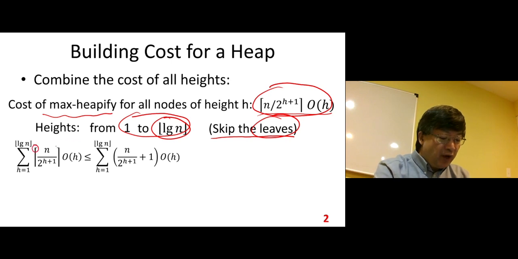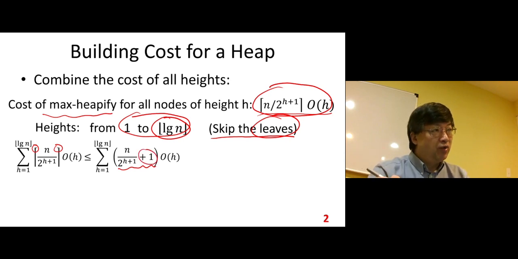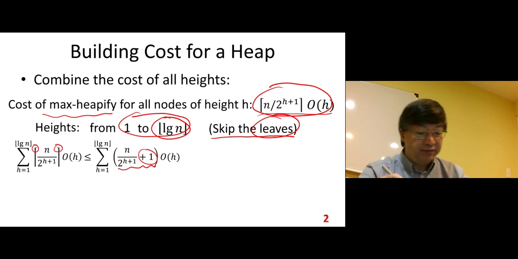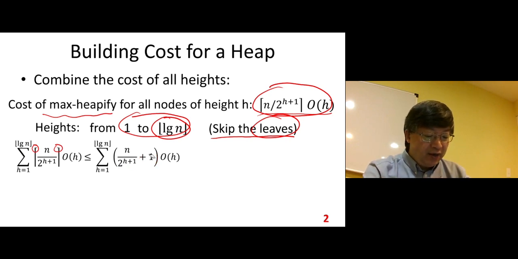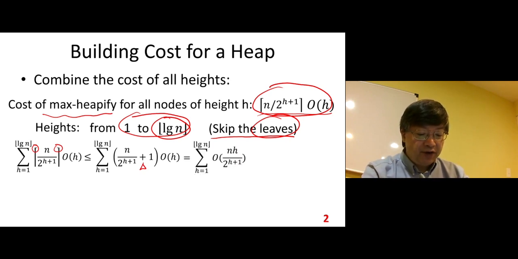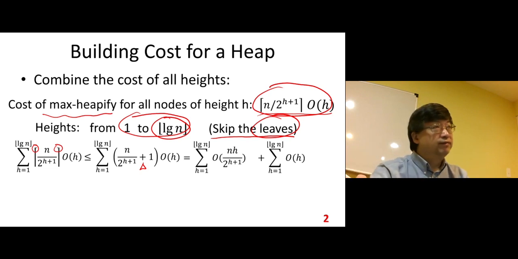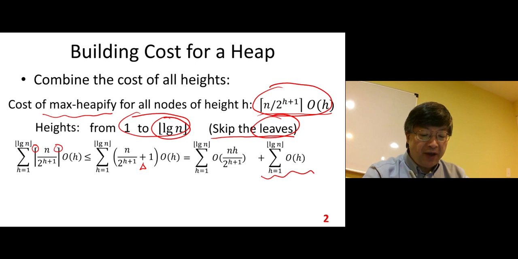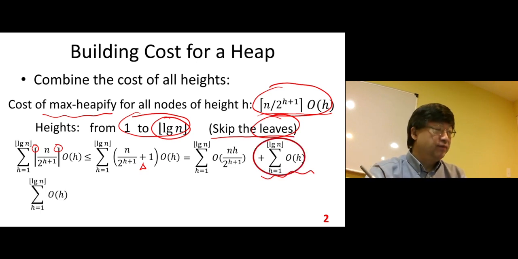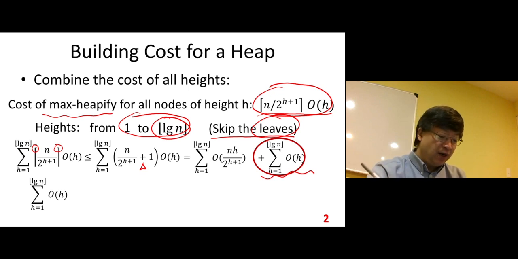First, we remove the ceiling function. When you remove it, we use a larger expression, plus 1, so that will be greater than that ceiling function. Then, because you have this plus 1, we separate two parts: the first term and the second term. The second term is easier to calculate than the first term, so we work on the second term first.